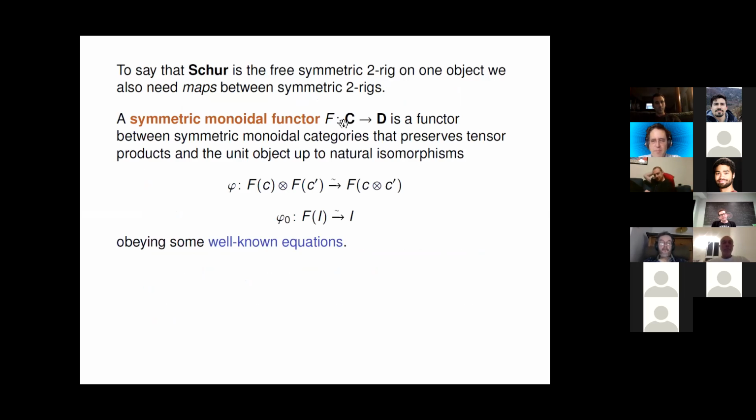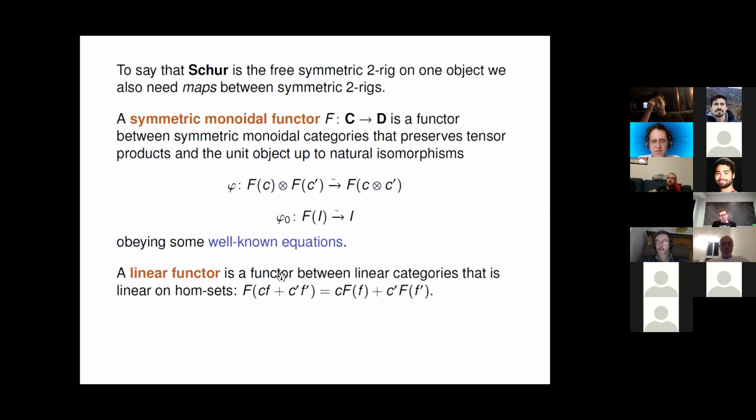So the right kind of map between symmetric monoidal categories is called a symmetric monoidal functor. It's a functor that preserves tensor products up to a natural isomorphism and preserves the unit up to a natural isomorphism. And these need to obey some equations. Again, you could click on that and see what they were.